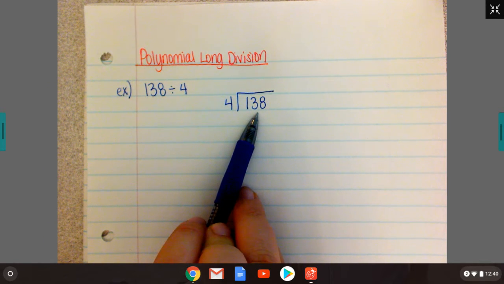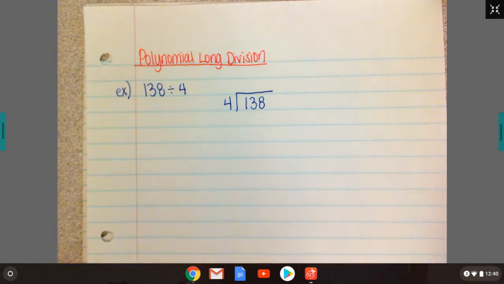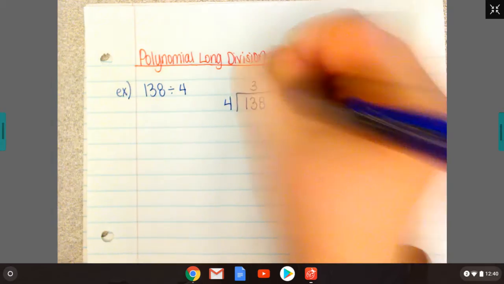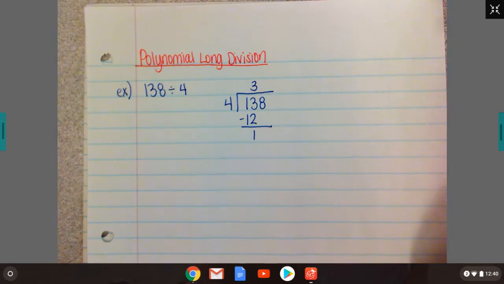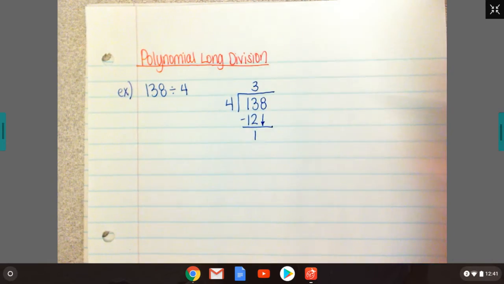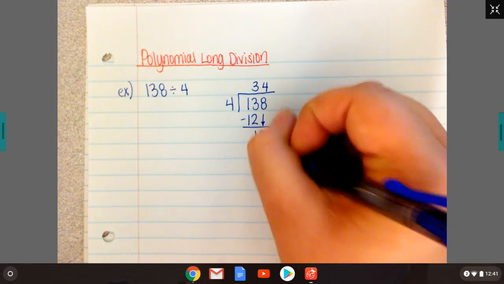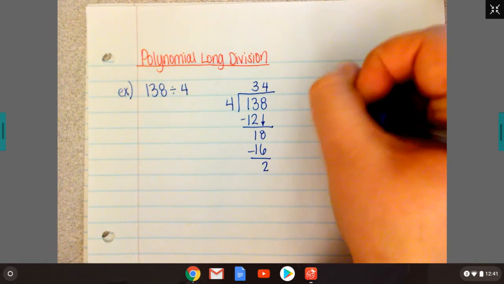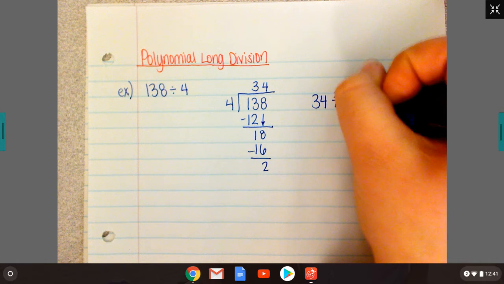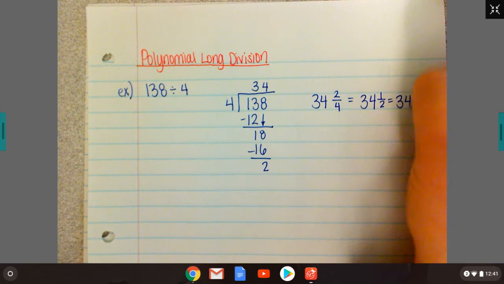the dividend. And we'd ask ourselves, 4 goes into 1, how many times? It doesn't. So 4 goes into 13, how many times? It goes in 3 times, because 4 times 3 is 12. And then we'd subtract and get a 1. We will drop down our 8. 4 goes into 18 4 times, because 4 times 4 is 16. And we'd subtract off to get a 2 as our remainder. So I'd write my answer as 34 and 2/4, or 34 and 1/2, or 34.5.